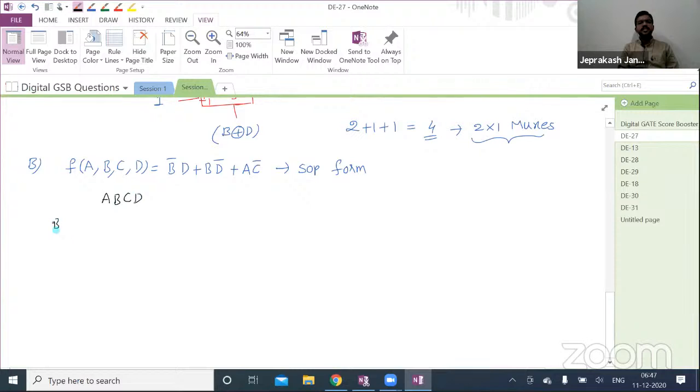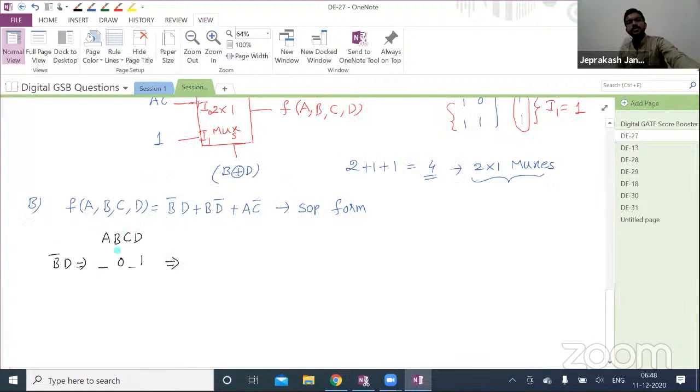Then consider term by term, B bar D. That means B value is 0, D value is 1. Here the AC values are unknown, so you'll get 4 combinations. I am not writing what those minterms are, just in order to make it simpler.